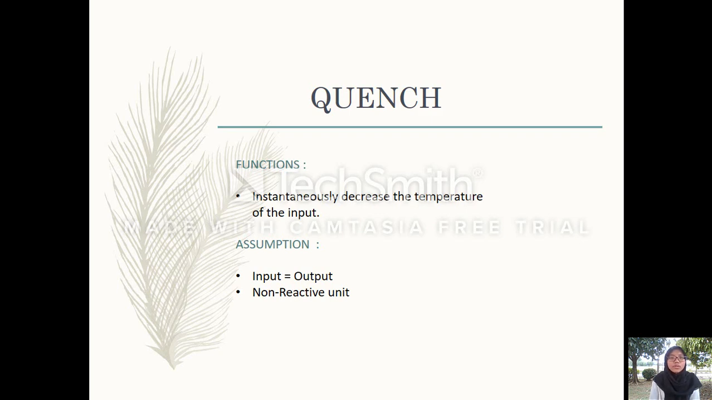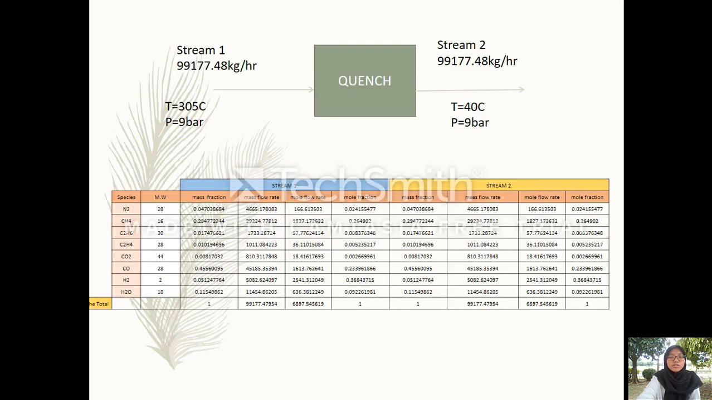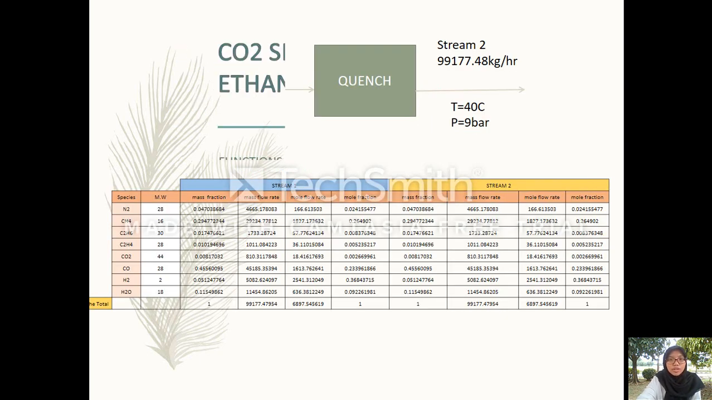But the cooler will decrease the temperature, for example, from 100 Celsius to 90 Celsius only. So the assumption of the quench unit is also the same as the cooler, which is input equals output, and it is a non-reactive unit. So this is the Excel and the BFD of the quench.